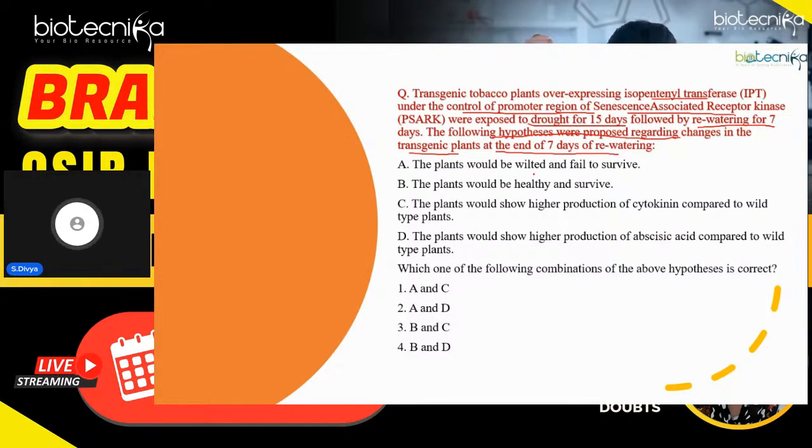The plants would be wilted and fail to survive. The plants would be healthy and survive. The plants would show higher production of cytokinin compared to wild type plants, or they will show higher production of abscisic acid compared to the wild type plants. Identify the correct combination of hypotheses from the given statements.